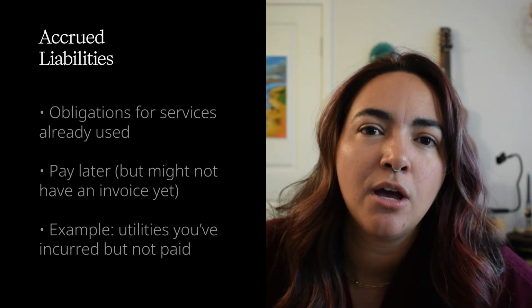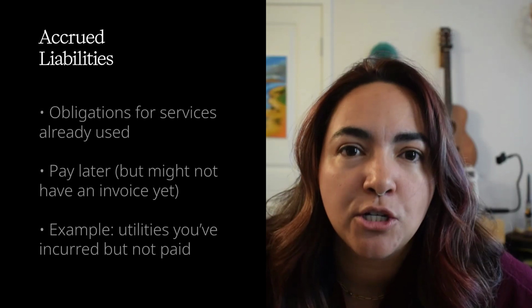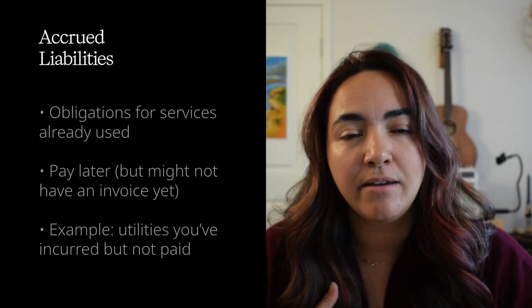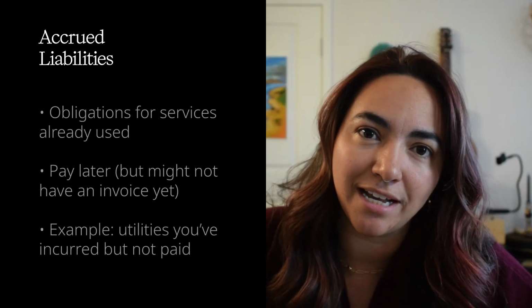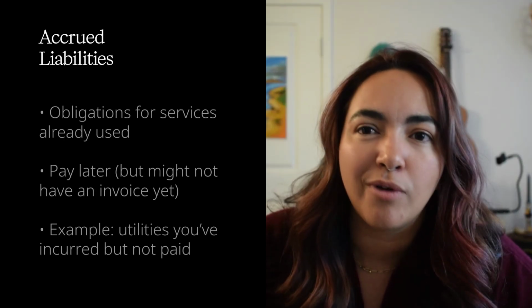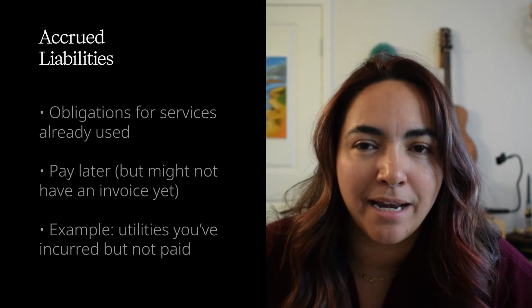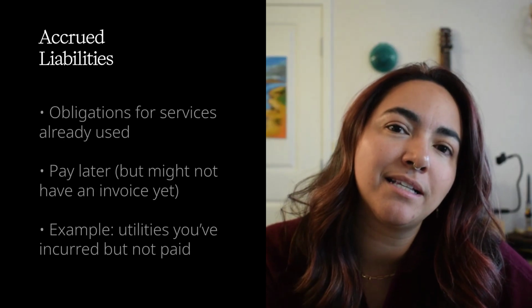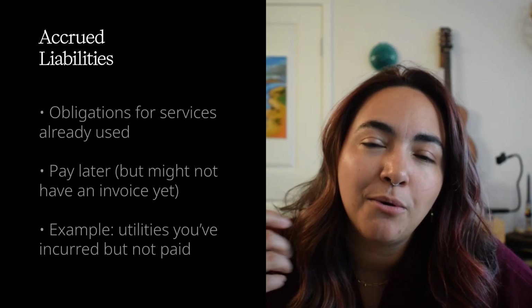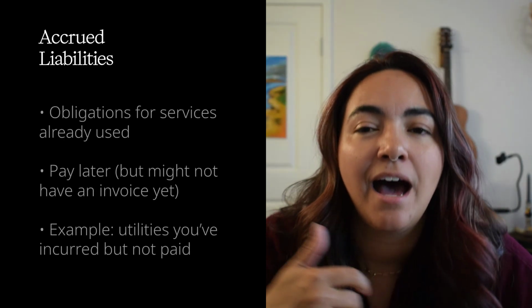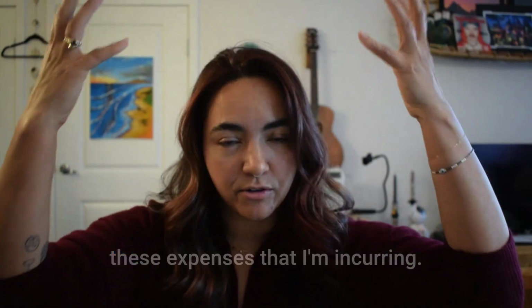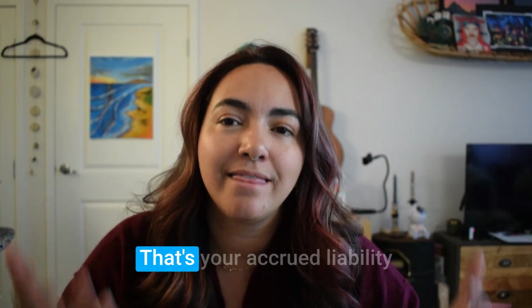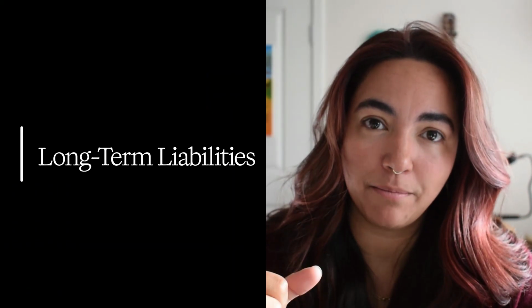Accrued liabilities are these obligations or things that we expect to pay for services that we have used as a company. So right now, I'm sitting in my apartment and I'm accruing utilities expense as I have these lights on. And so if I was accruing that, I would have an accrued liability. I have this obligation to pay for these expenses that I'm incurring. That's your accrued liability.